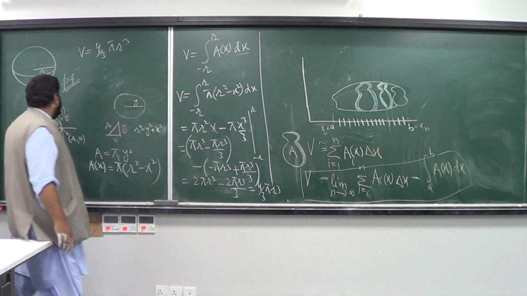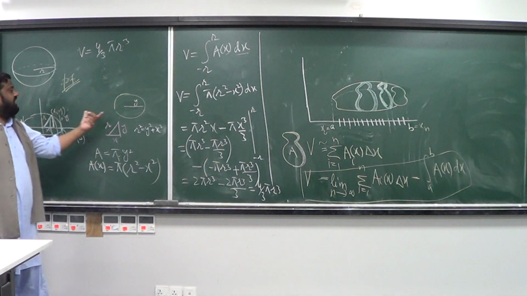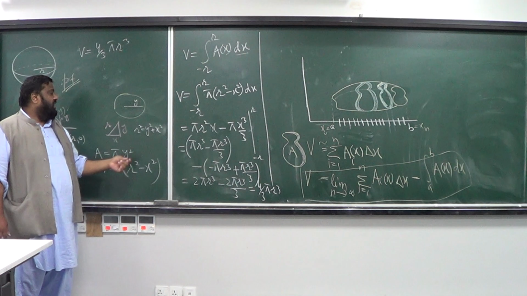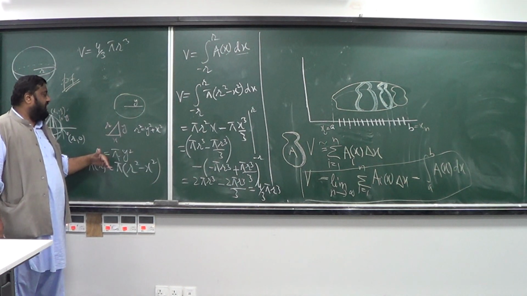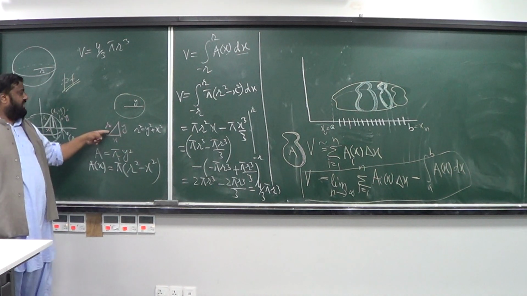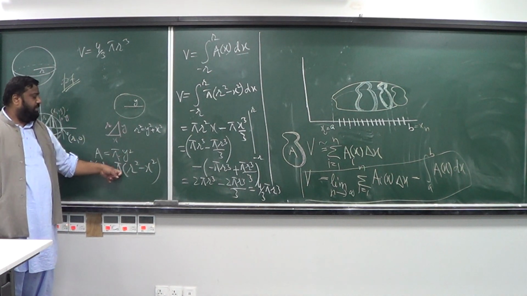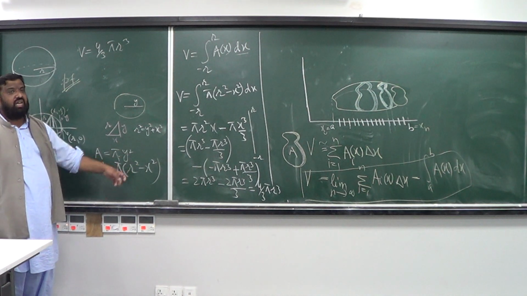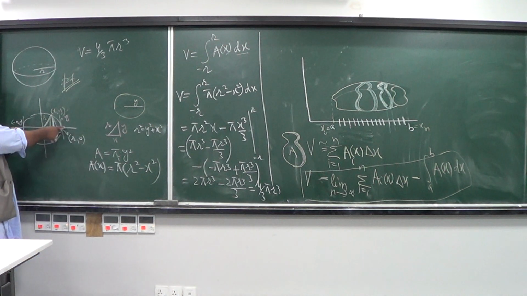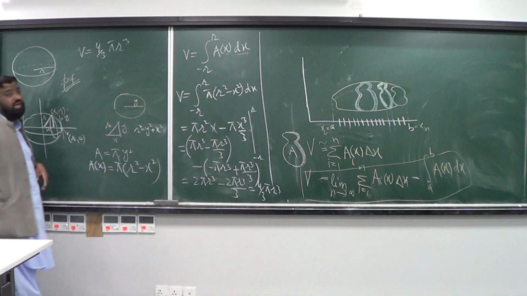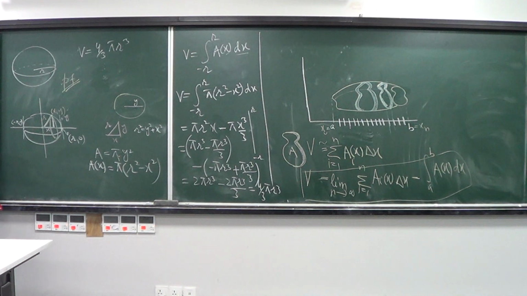So when we sliced it, we got a disk of radius y, so its area becomes pi y square. I need it in terms of the function x, so I deduced it using this triangle. Hence you get A of x to be pi times r square minus x square. So I got the area in terms of x, and this entire sphere is defined on the interval minus r to r. Therefore I integrated from minus r to r.